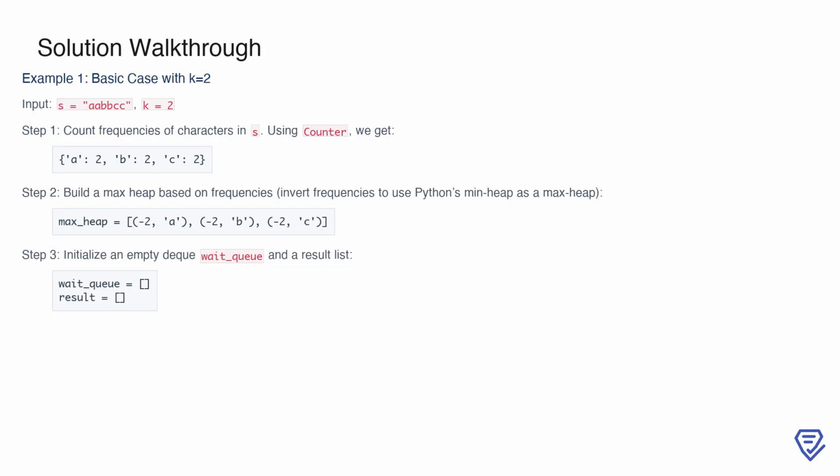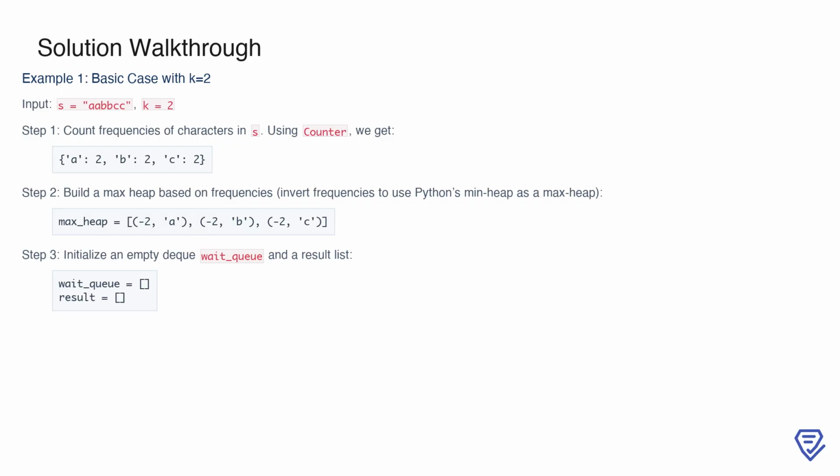To solve this problem, we start by examining a basic case where the input string is "aabbcc" and k is set to 2. First, we count the frequency of each character in the string using Python's Counter. This gives us the result a: 2, b: 2, c: 2, indicating that each character appears twice.